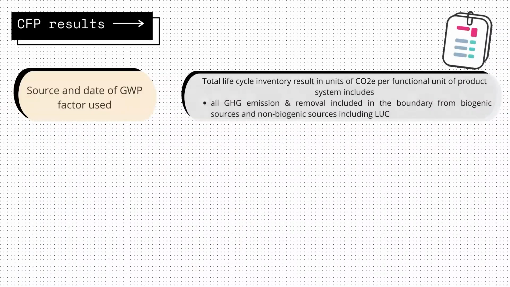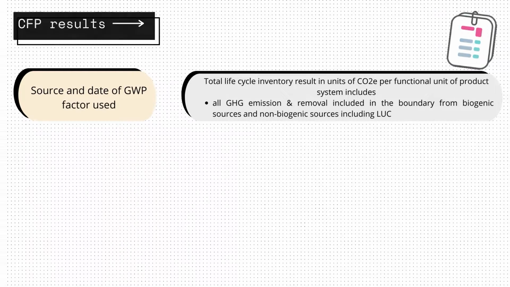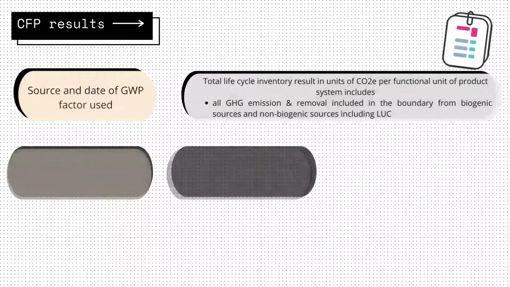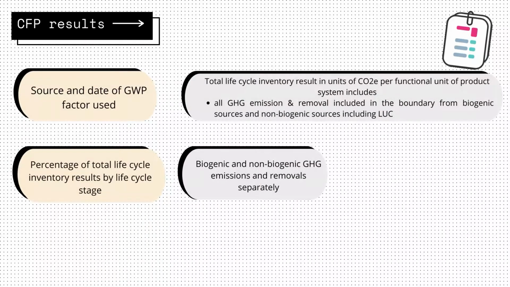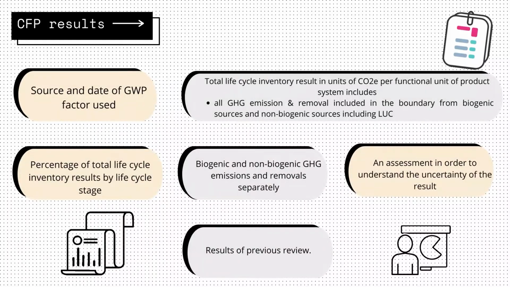2. Total life cycle inventory result in units of CO2e per functional unit of product system, including all GHG emissions and removals included in the boundary from biogenic sources and non-biogenic sources, including LUC. 3. Percentage of total life cycle inventory results by life cycle stage. 4. Biogenic and non-biogenic GHG emissions and removals separately. 5. An assessment in order to understand the uncertainty of the result. And lastly, must have results of previous review, if any.